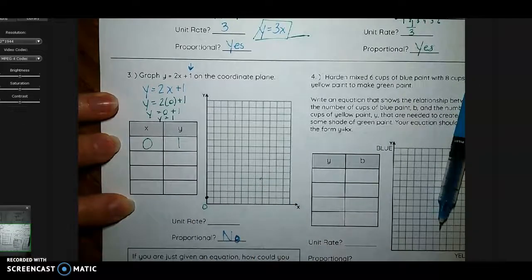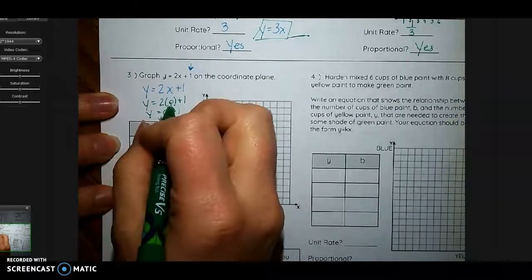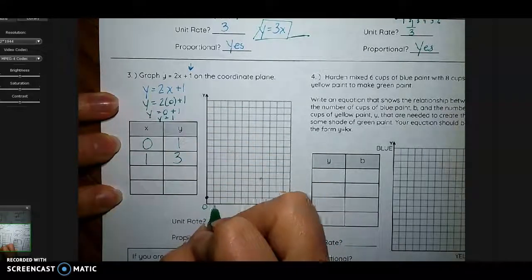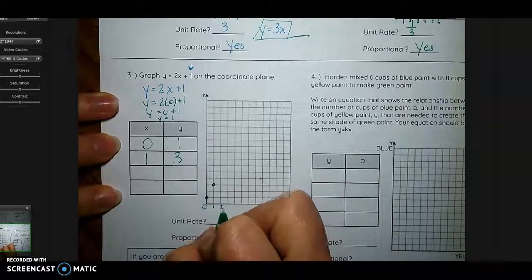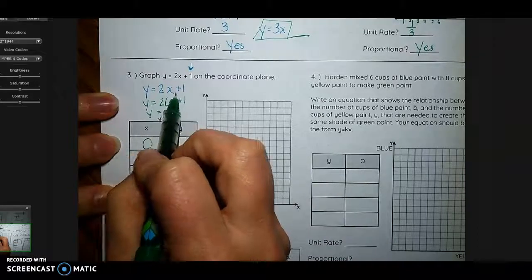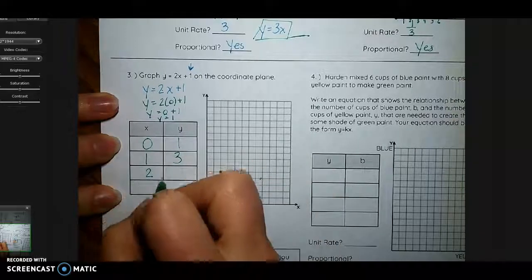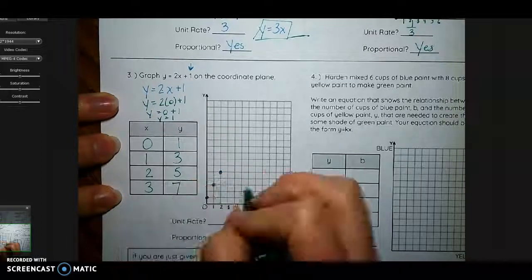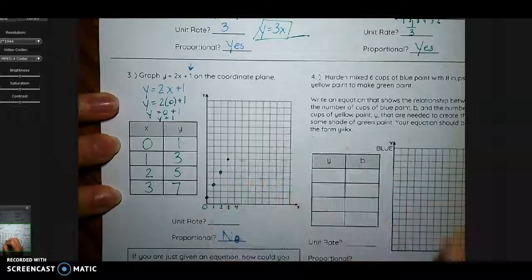Can I still graph it? Absolutely. So I can graph it as, when I put 1 there, 2 plus 1 is 3. So when I go over 1, I'm going to go up 1, 2, 3. When I put 2 in, I'm going to do 2 times 2 is 4. 4 plus 1 is 5. So up 1, 2, 3, 4, 5. And when I put 3 in, I'm going to get 7. So I'm going to go 1, 2, 3, 4, 5, 6, 7.